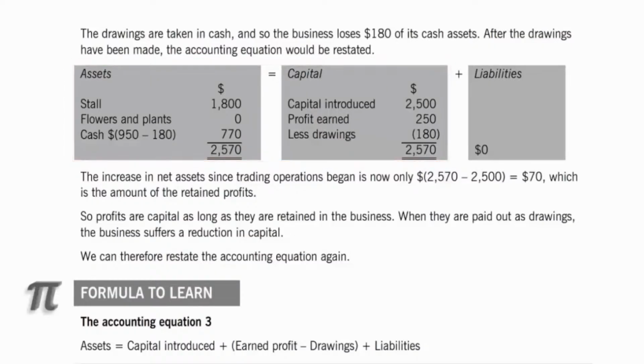By understanding these steps, we can see how drawings affect the business's financial position. Drawings reduce the amount of profit retained in the business, which can impact the growth of the owner's equity or net assets over time. However, they don't affect the business's profit, which remains the same regardless of how much the owner withdraws for personal use.